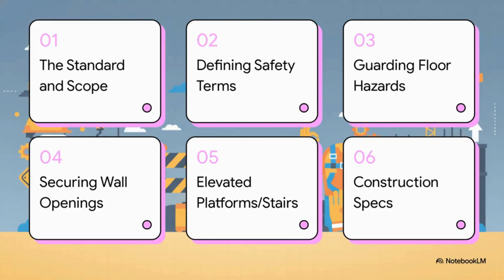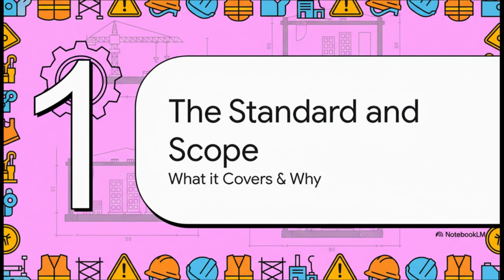So here's our game plan for this explainer. First, we'll look at the big picture, the scope of the standard, just so we're all on the same page about what it covers. Then we'll get really precise with the language, because in safety, the little details are everything. After that, we'll jump into the practical, on-the-ground stuff for floors, walls, and platforms. And we'll wrap it all up with the hard numbers, the construction specs you can't ignore, including that massive 2022 update. Okay, let's kick things off with Section 1, the standard and its scope.